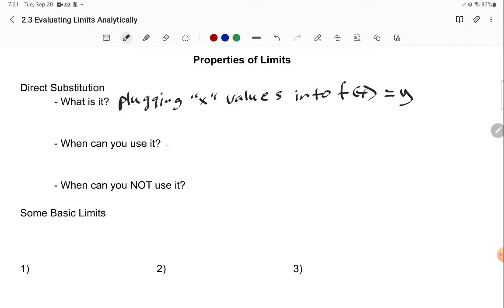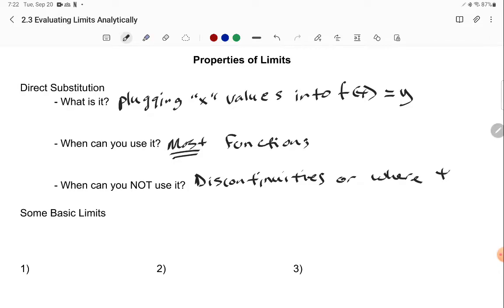And then when can you use it? Well, that's simple. With most, not all, but most functions, you're able to use that. And part of what we're going to look at today is when we cannot use it. A lot of times we can't use it where there are things called discontinuities, or where the limit fails to exist. Those are examples of when you could not use direct substitution.